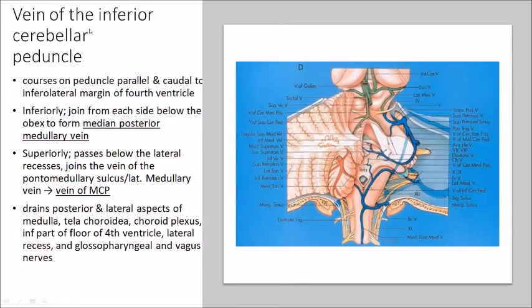This group also consists of the vein of the inferior cerebellar peduncle. It courses on the peduncle parallel and caudal to the inferior lateral margin of the fourth ventricle. This we can see here. And the vein of the cerebellomedullary fissure that we discussed previously lies here.